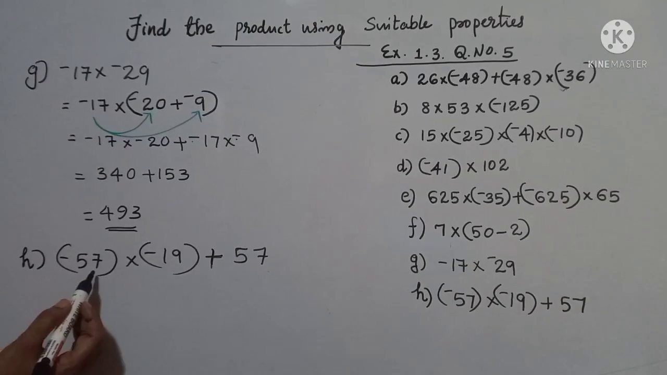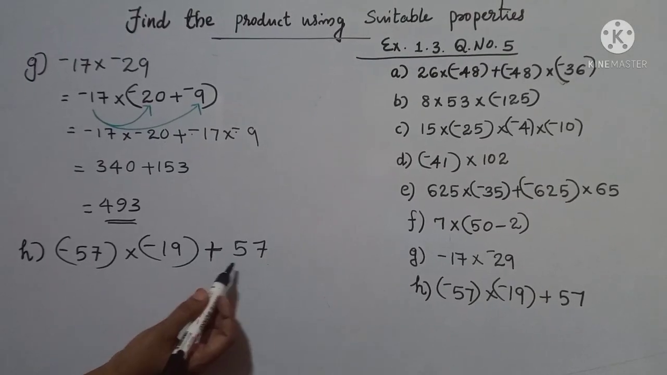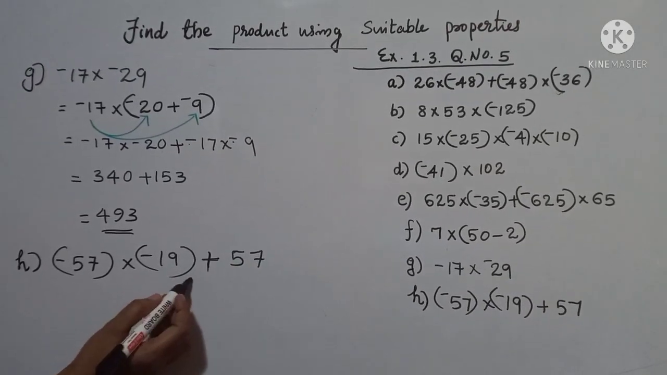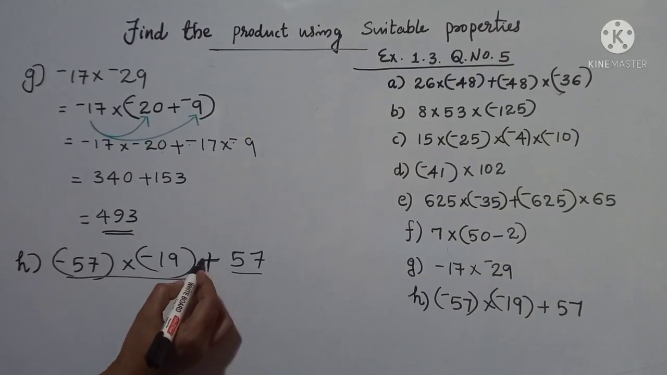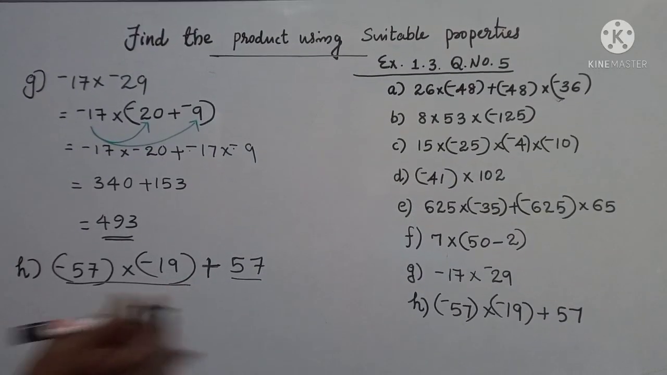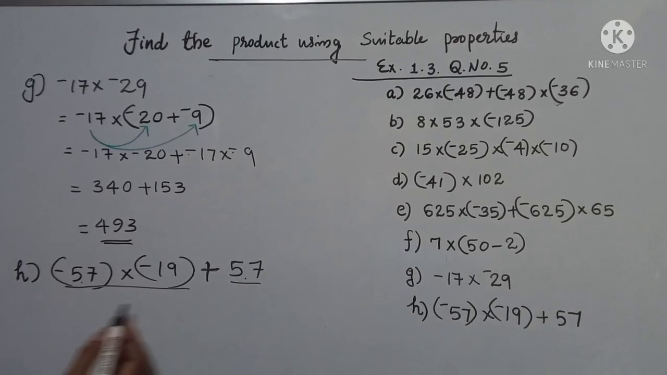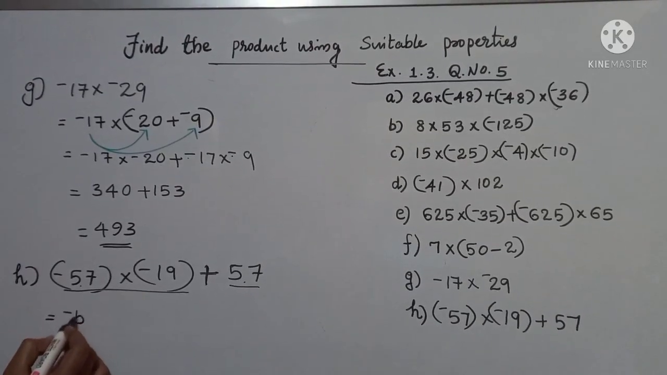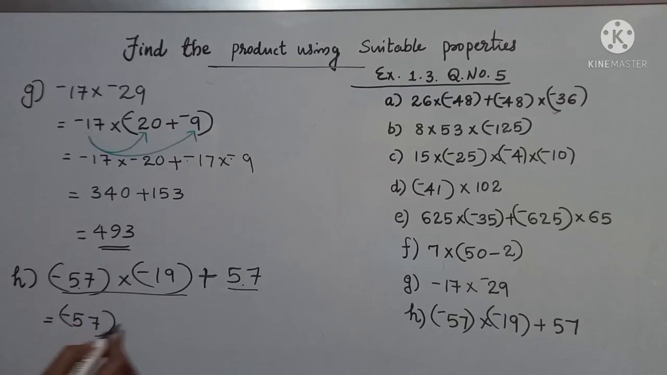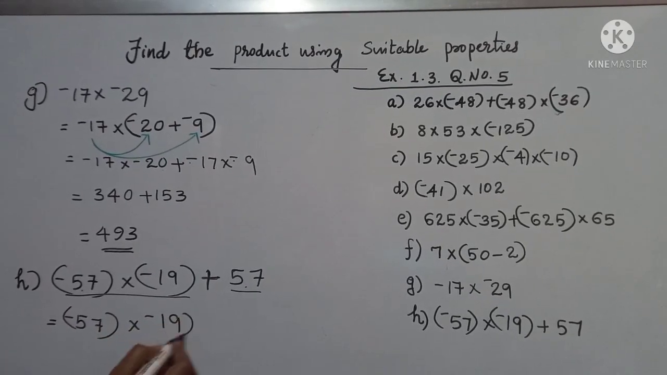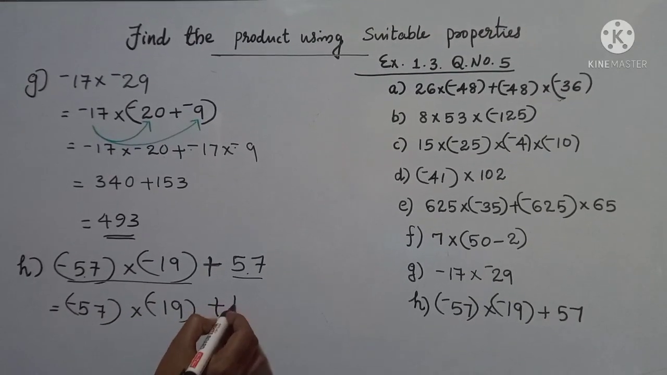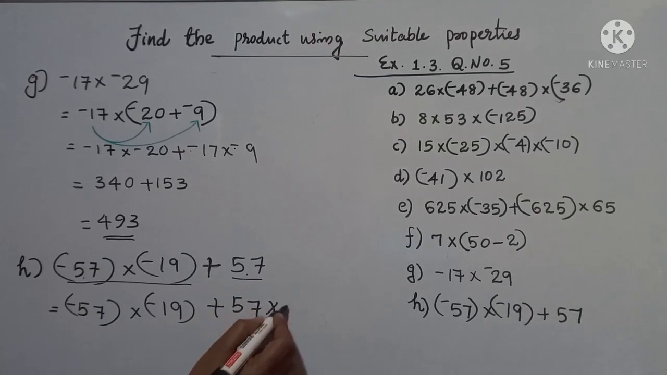Then the next question is minus 57 into minus 19 plus 57. Here we know we have two terms, because of this plus, this is one term and this is another term. And here 57 is there, here also 57 is there. So we can do one rearrangement for this. Minus 57 into minus 19, then plus, we can write this 57 as 57 into 1.